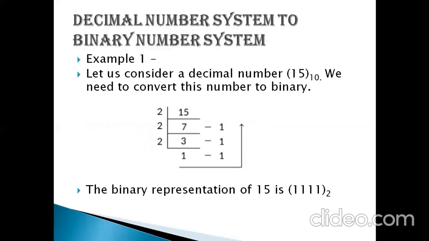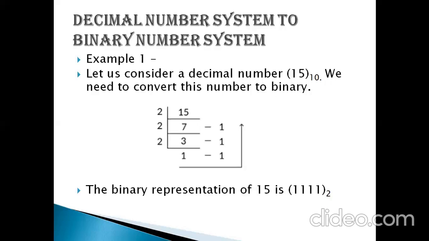Now we have to go through a decimal number system to binary number system. How to convert decimal numbers to binary? So let us consider a decimal number 15 and we have to convert it into binary. So while converting a decimal number to binary, we need to divide it by 2. Why 2? Because the base of binary number is 2. So 15 when divided by 2 gives 7 as quotient and 1 as remainder. So we have written that 1.